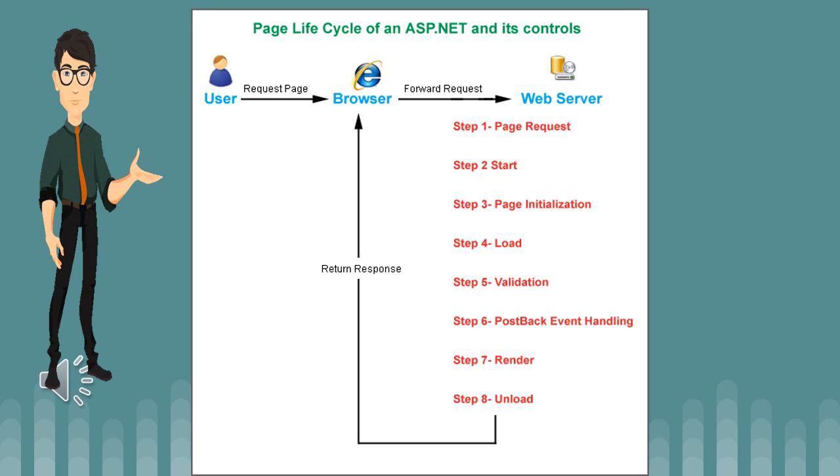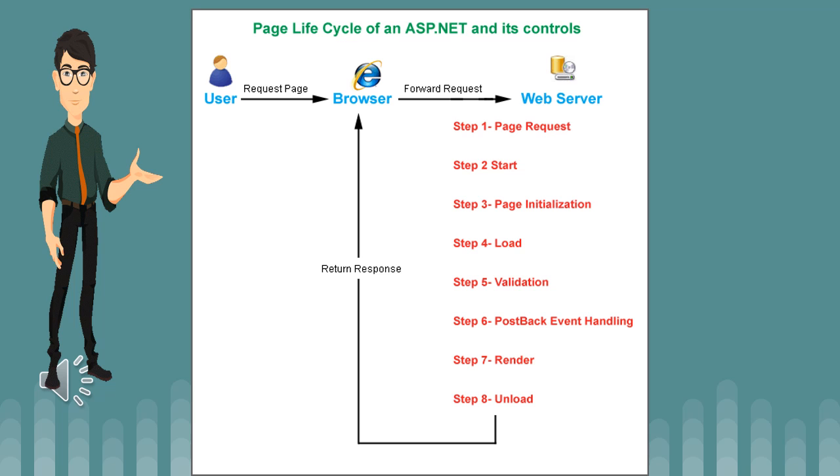Start. In the start step, page properties such as request and response are set. At this stage, the page also determines whether the request is a postback or a new request and sets the IsPostBack property. Additionally, during the start step, the page's UI culture property is set. Page initialization. During page initialization, controls on the page are available and each control's unique ID is generated, but not their properties. Any themes are also applied to the page.